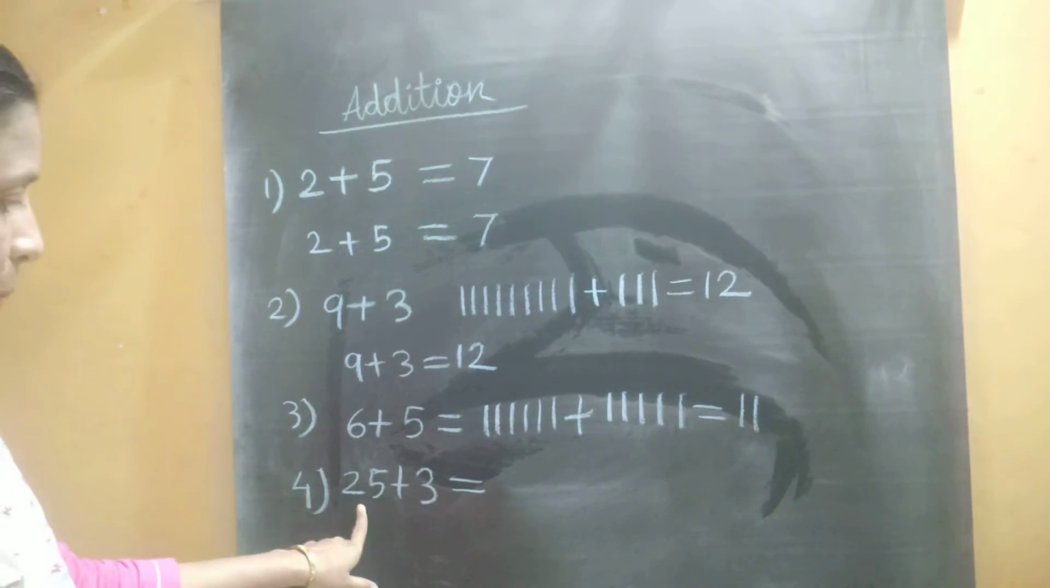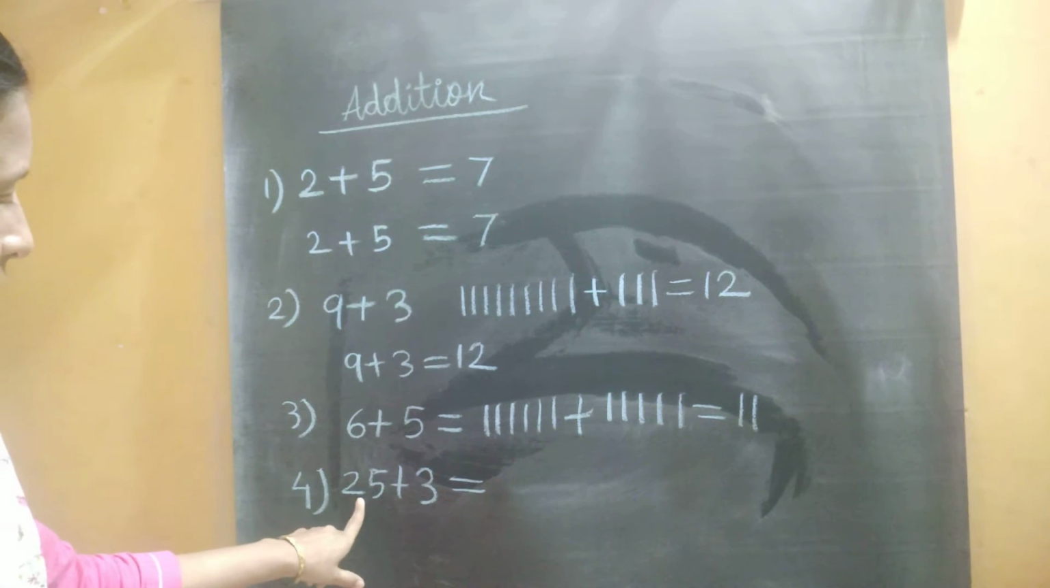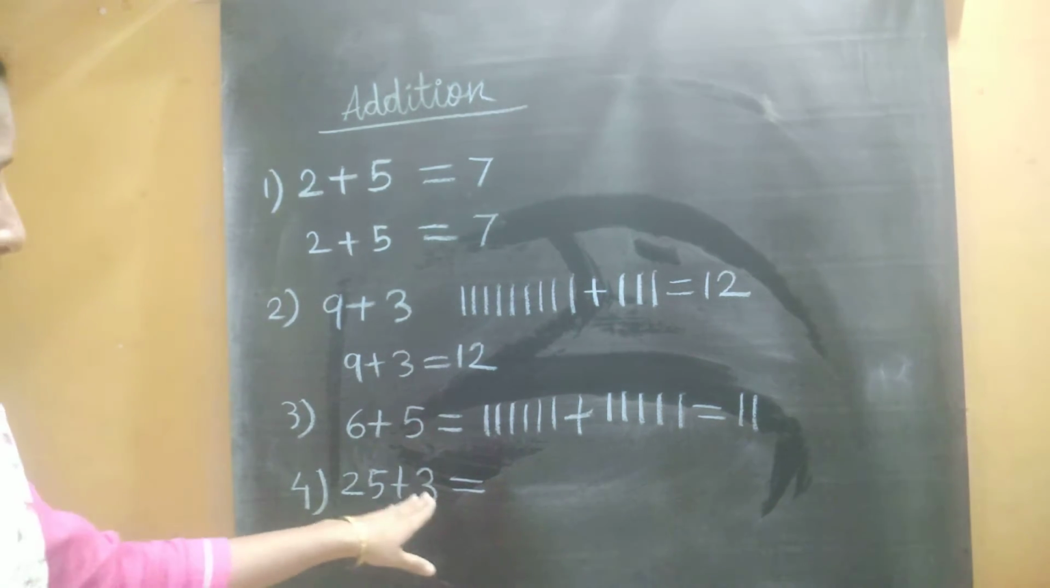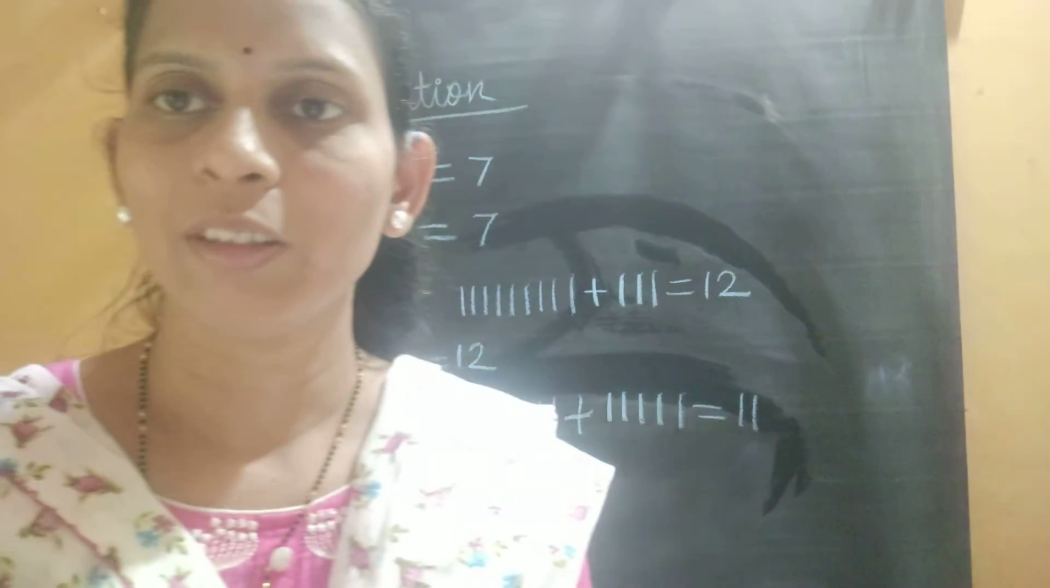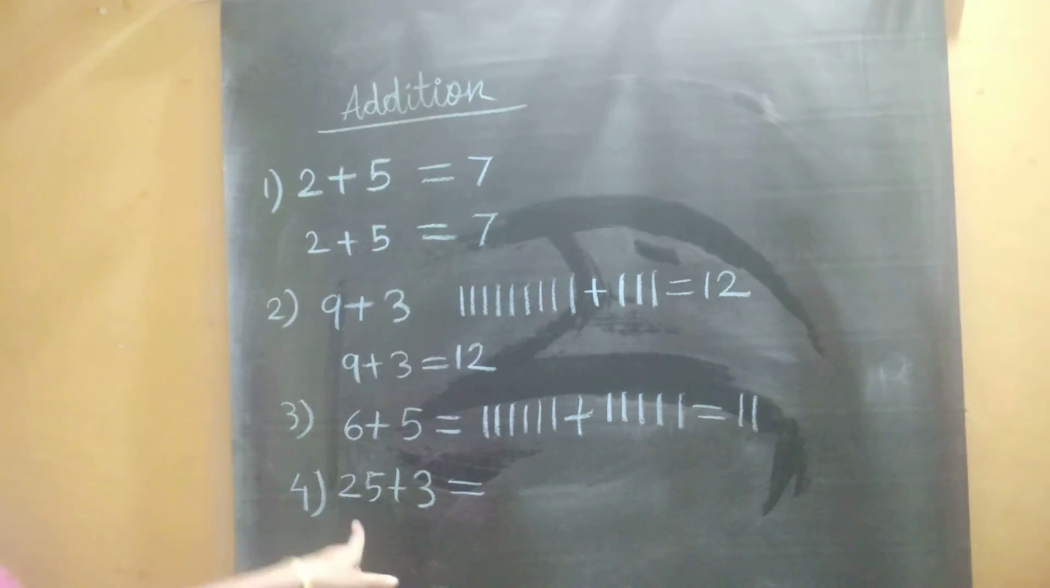Students, our next example is, can you read this? This is a 2-digit number. 25 plus 3. So 25 plus 3 means in the first method you have to draw 25 lines. How many lines should you draw? 25 lines. But it will take more time.